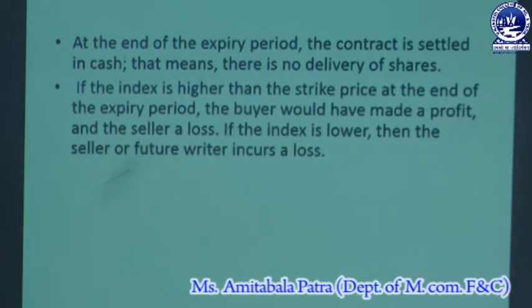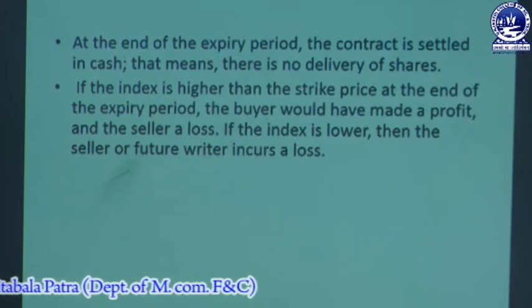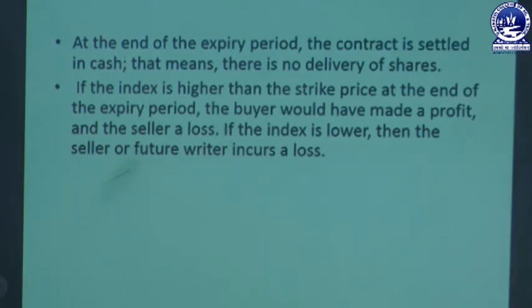At the end of the expiry period, the contract is settled in cash. That means there is no delivery of shares. No shares are being delivered, as we are not taking a share as the underlying asset, rather we are taking the stock index as the underlying asset. So here we are settling at the expiry date in cash. If the index is higher than the strike price at the end of the expiry period, the buyer would have made a profit. So, if as per our expectation the index goes higher than the strike price, we are making a profit, and if it goes opposite, then we are making a loss.